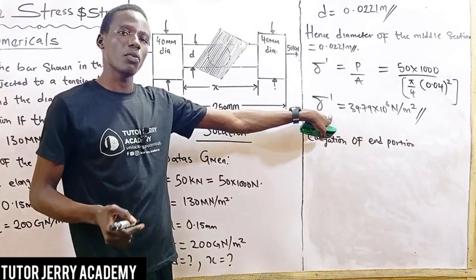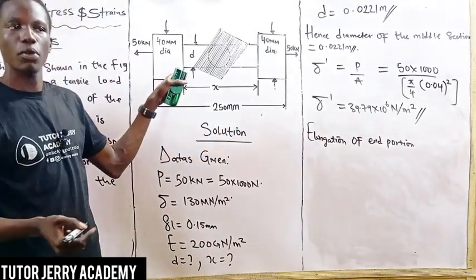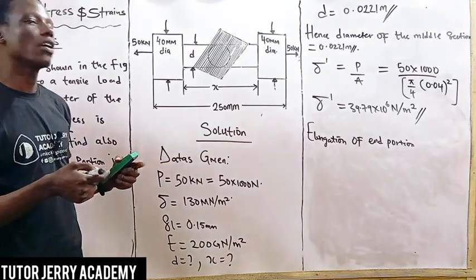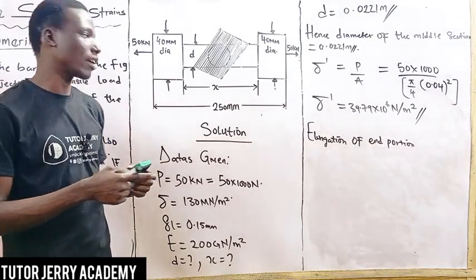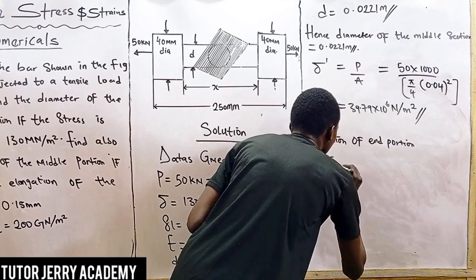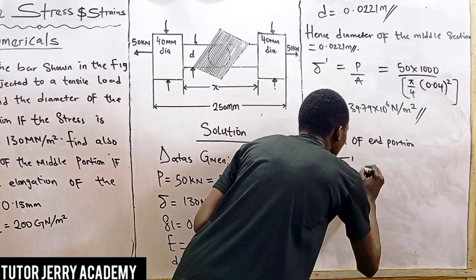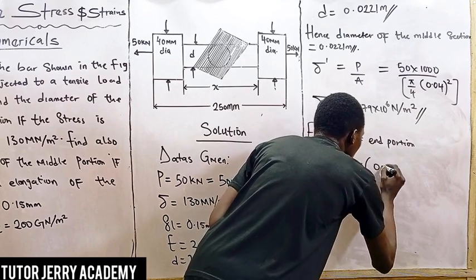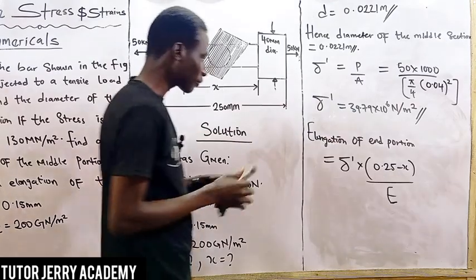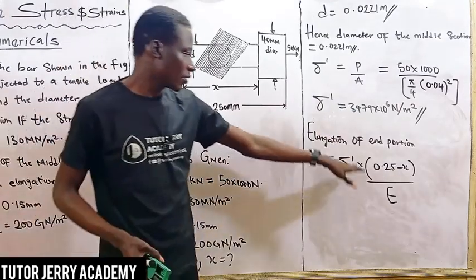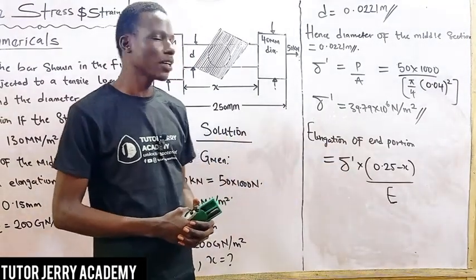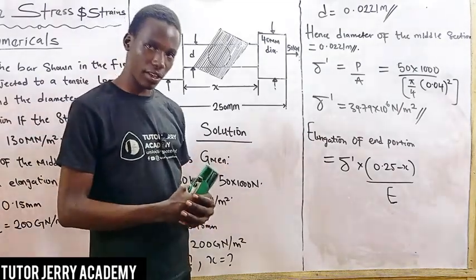The elongation of the end portion is sigma prime, which is the stress at the end portion, multiplied by (0.25 minus x) all over E. This is the formula for the elongation of the end portion. Now, how do we arrive at this formula?